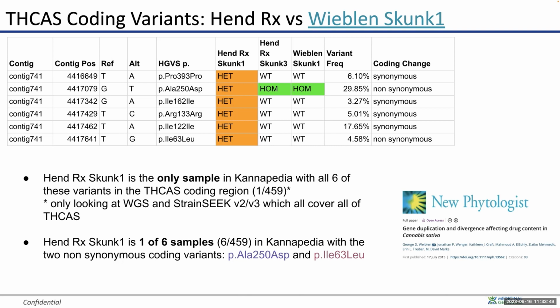So yeah, I looked at these 459 because we also have a CanSNP 90 genotyping chip, but we don't have all 6 of these variants genotyped in there. So I wanted to make sure I had a large set that was as complete as possible.